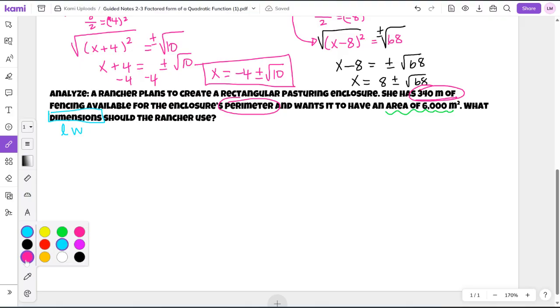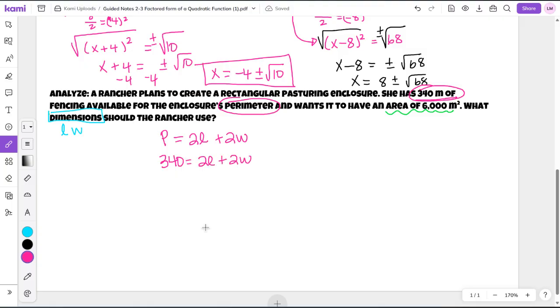So let's start with perimeter. I know that perimeter is 2 times the length plus 2 times the width. So let's fill in what we know. We know the perimeter is 340, and I don't know the length, and I don't know the width. All right, now let's move to area. We know that area is length times width, and we know that the area is 6,000 square meters.